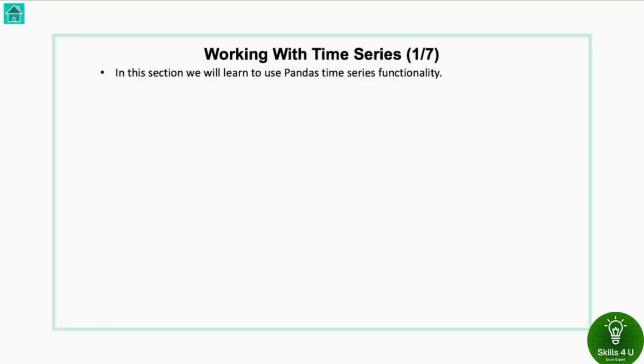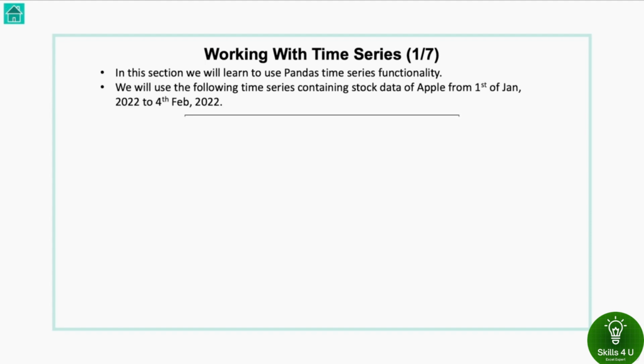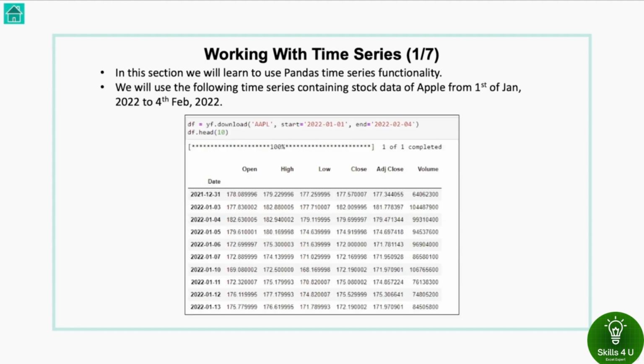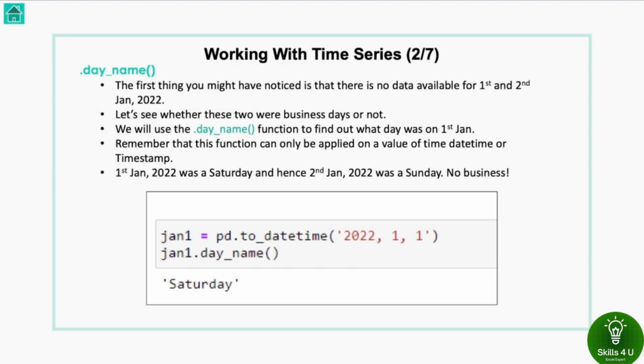In this section, we will learn about the time series functionality available in Python. We'll be using the dataset shown in the figure. Each column of this dataset is a time series. We can use the .day_name() function to see what was the day on a given date. This function only works on datetime or timestamp values and hence can be applied on the index column values of our data frame from the previous slide.